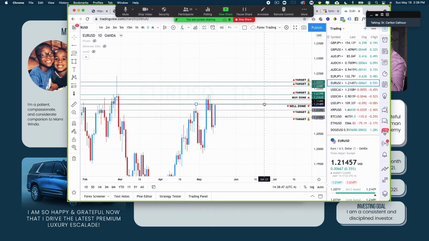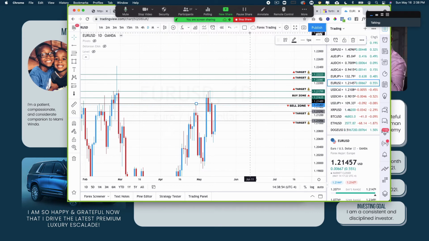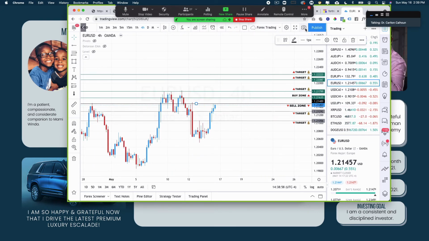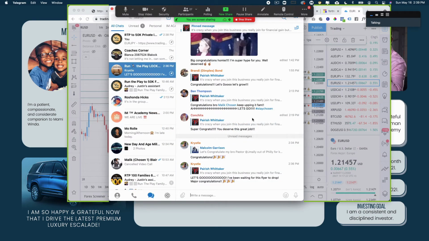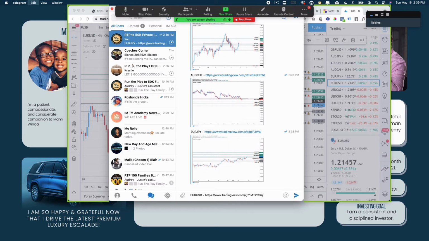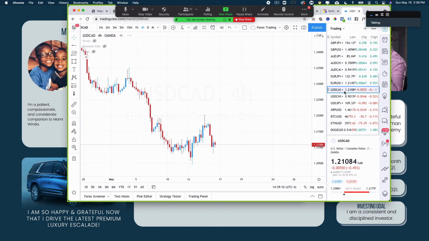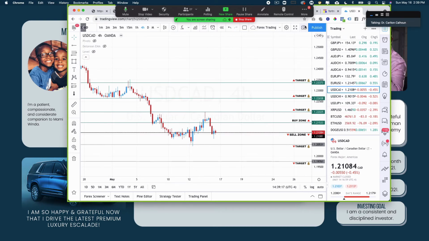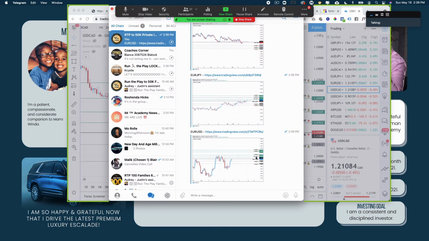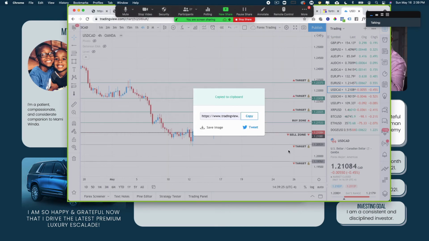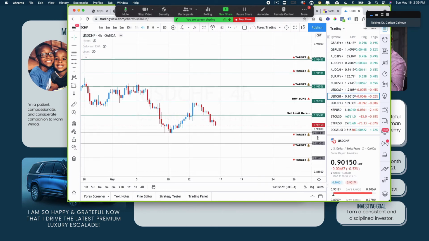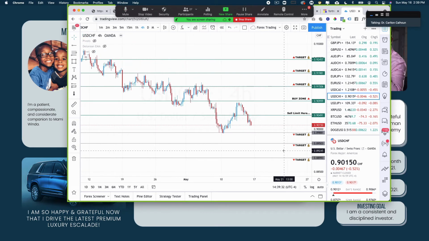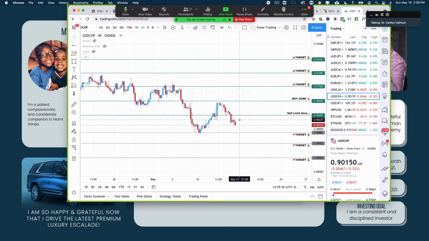Buy zone. Sell zone right there. Still like this one, Euro USD. I think it's gonna drop. I've been on this sale for months. I had a sale limit here. Look what price did. Came up, touched it, and dropped.